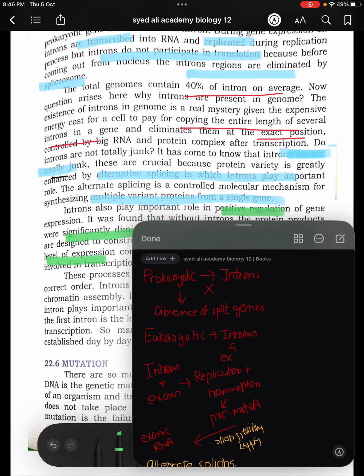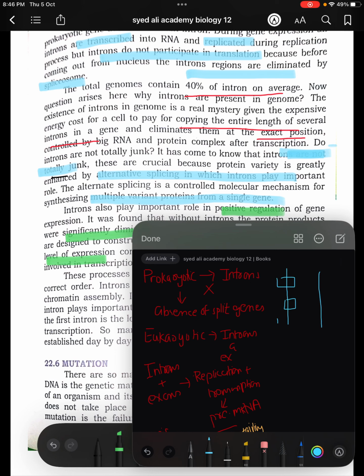Basically, you can say a competition was held in which two DNAs were being observed, one with introns, and this DNA does not contain introns. After the protein was formed, it was observed that the DNA which had introns produced more protein than the DNA which did not have introns. So this is the significance of introns.